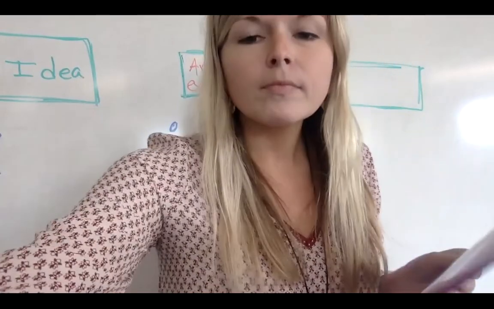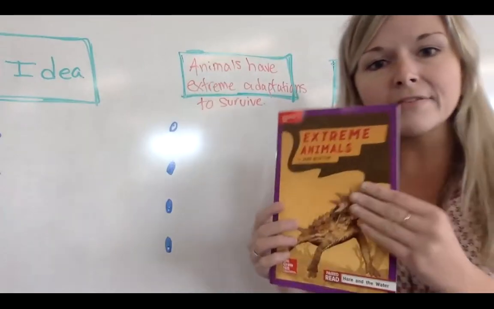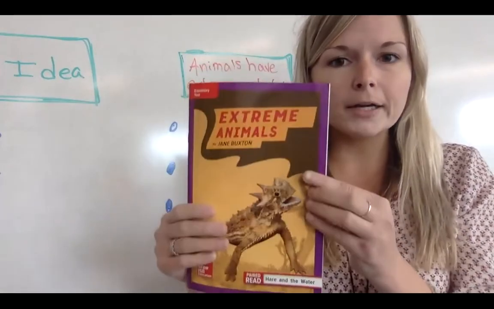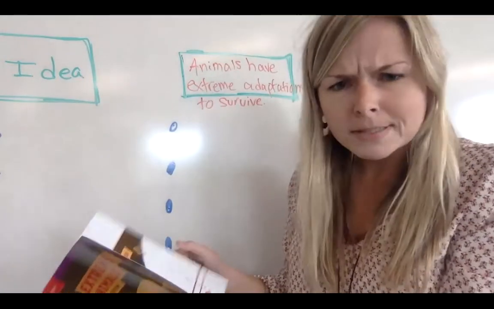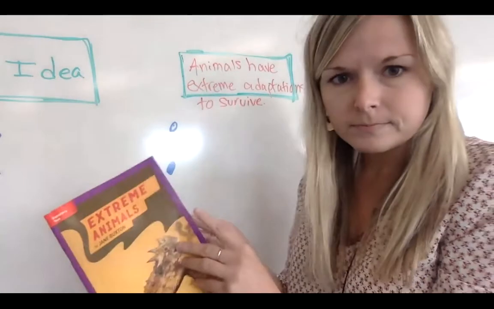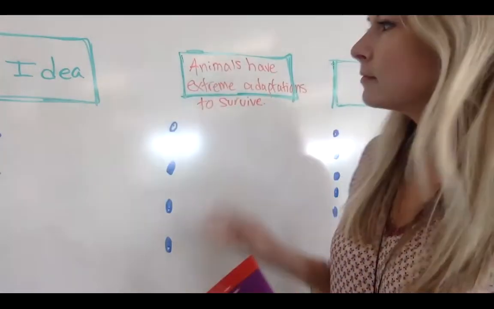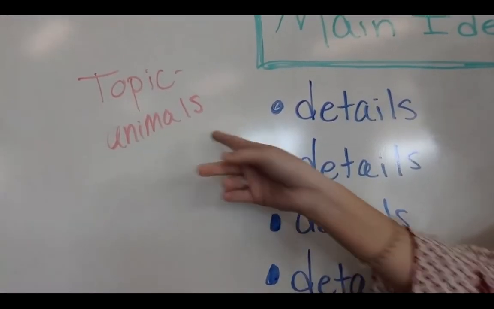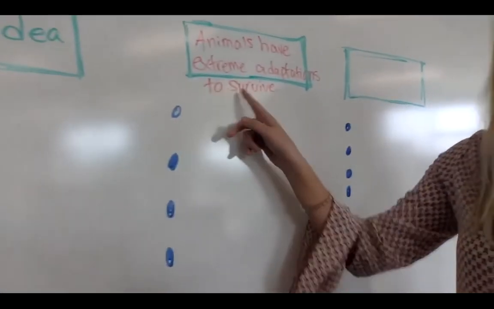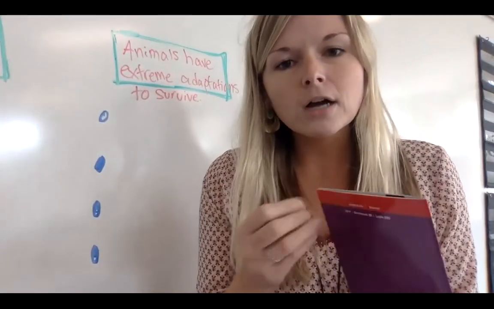Now, animals have extreme adaptations to survive is the main idea of my whole book. I could go in and I could find the main idea that's more specific about each chapter. This is the main idea of my whole book. You'll notice it's not just the topic animals, but instead it's a full sentence that I only realized once I dug a little bit deeper.